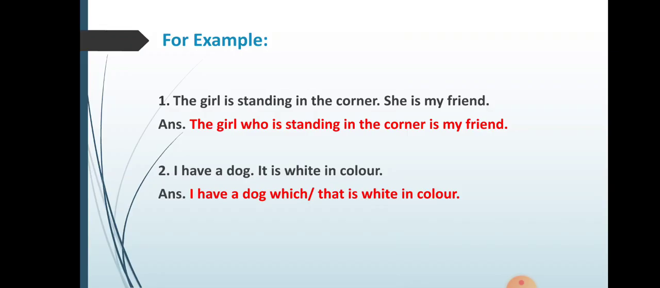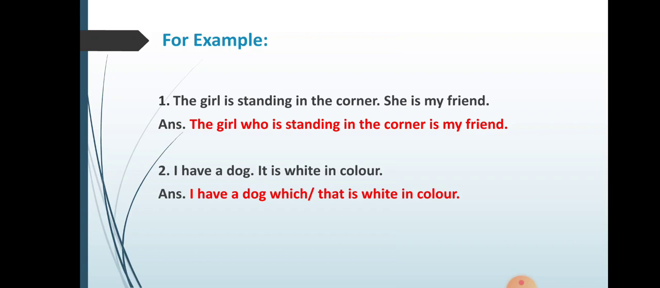For example, there are two sentences in the first example. The girl is standing in the corner. She is my friend. Now I have to join these two sentences using a relative pronoun. So what will be my answer? The girl who is standing in the corner is my friend. Now girl is living, that is why I have used who to join these two sentences.